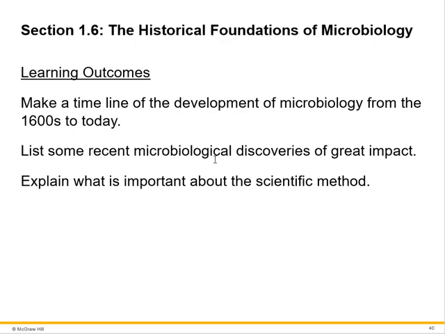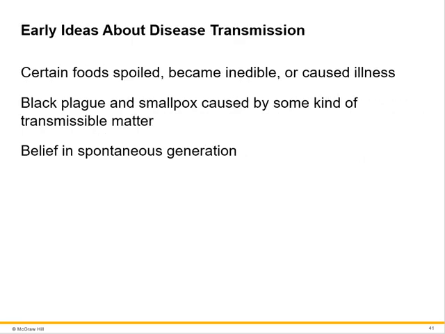List some recent microbial discoveries of great impact, and then explain what is important about the scientific method. So some early ideas about food were that food spoils, and about disease transmission. We look at foods and it was spoiled, so they didn't eat it. It was inedible, or it caused illness, and so we knew that food could get contaminated.